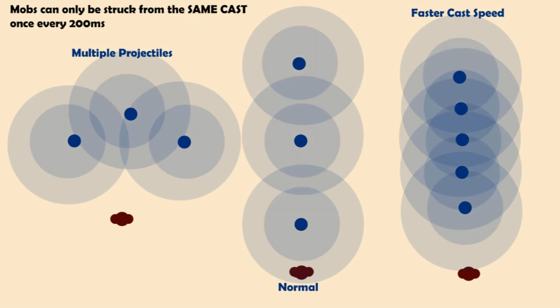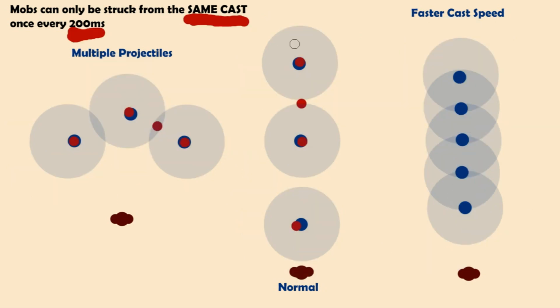Let's go ahead and remove these and put the original ones back on. So that's what you can do with increased AoE. You can essentially overlap those fields a little bit more effectively.